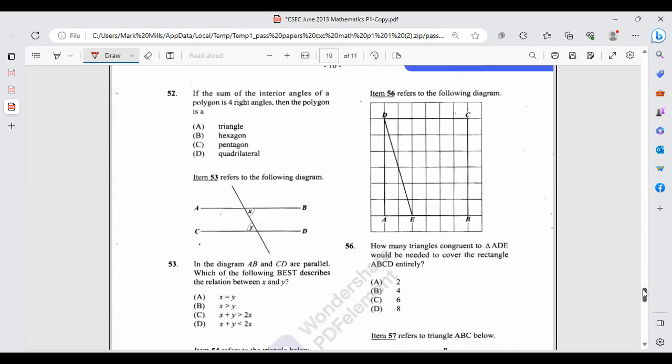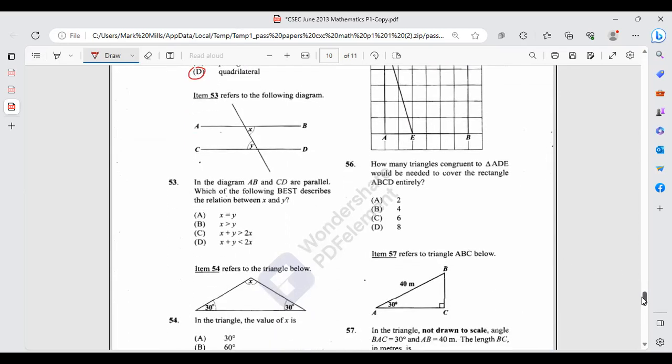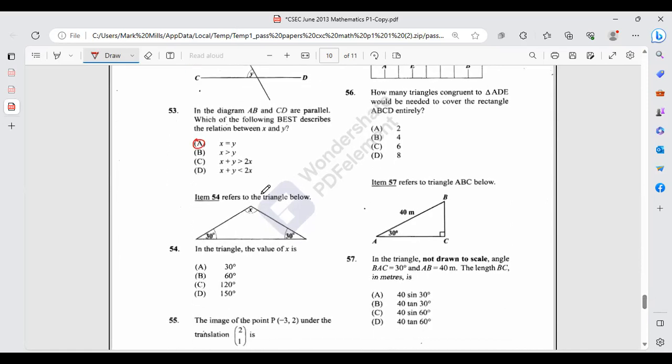If the sum of the interior angles of the polygon is 4 right angles, then the polygon is what? D, quadrilateral. All right. 53. Which one describes this? A, x equals y. Now, if this side is 30 and this side is 30, what will be this angle? C, 120. Right, so you subtract from this, that'd be 120. Good.